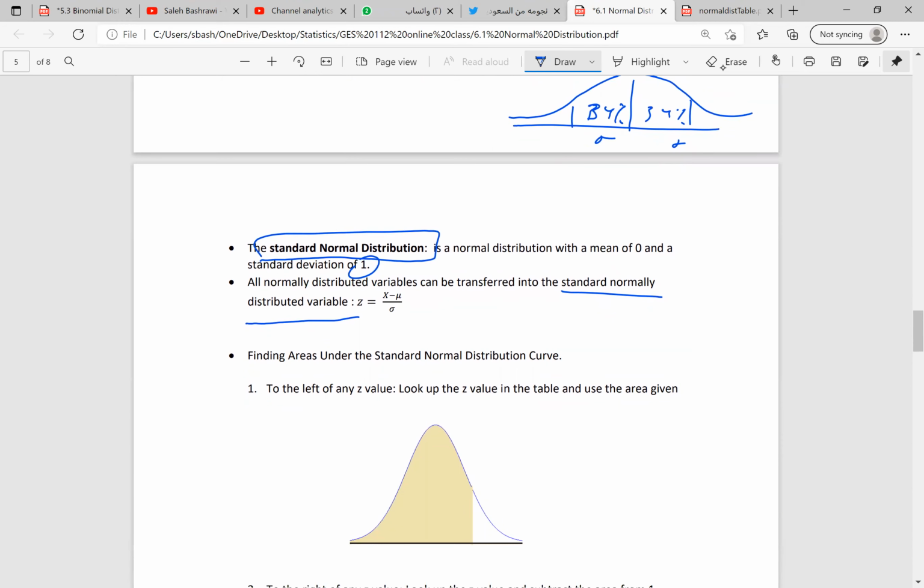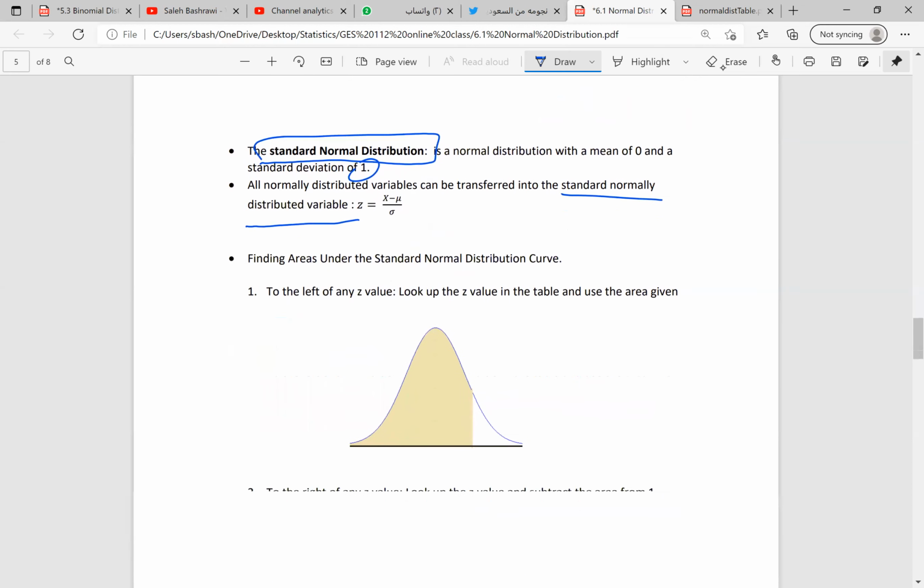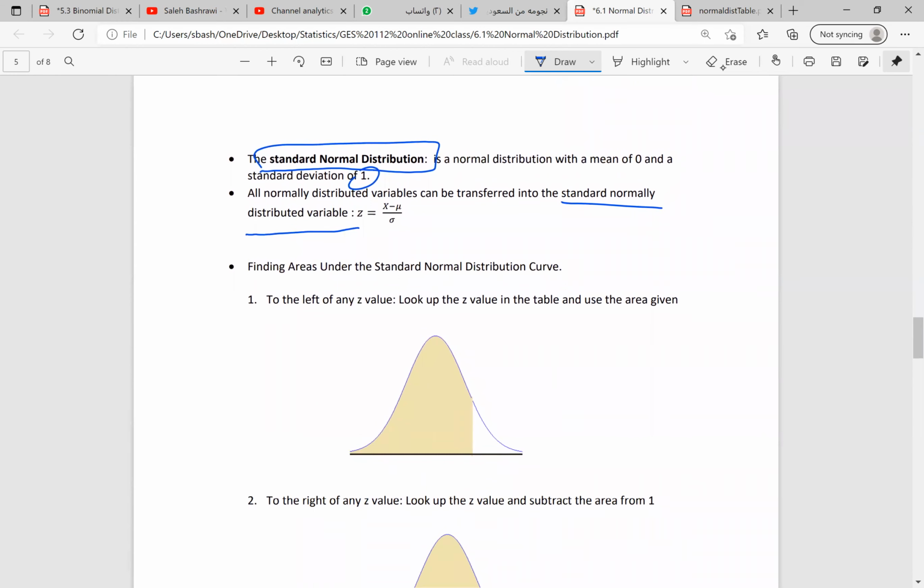Now, to find the area under the standard normal distribution curve, we have 3 cases. The first case is when the value is to the left of any z value. We need to find the area to the left of the z-score, so x is less than z. If it is to the left of the z-score, the area can be given directly from the table of the normal distribution. I'm going to speak about this in just a few minutes.